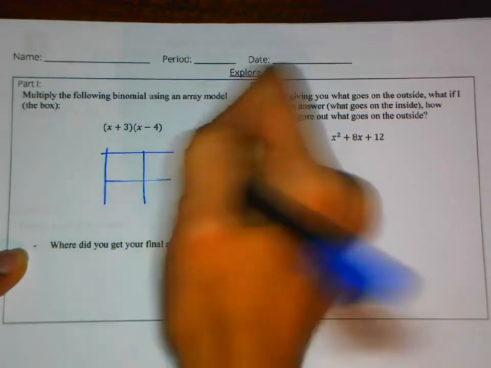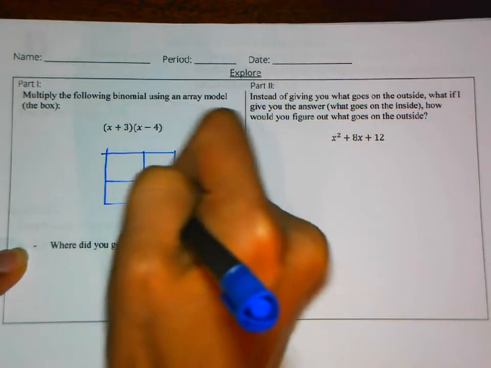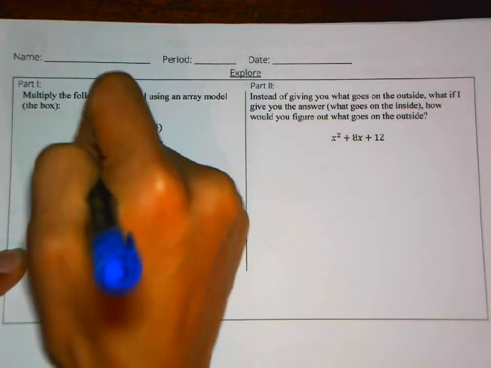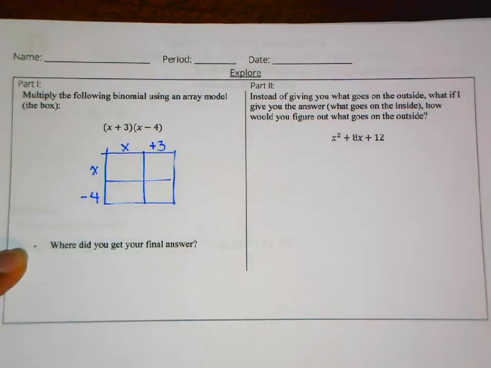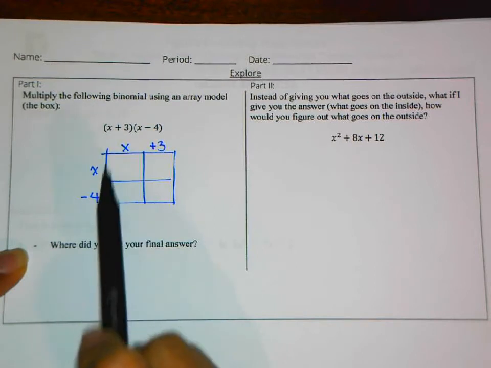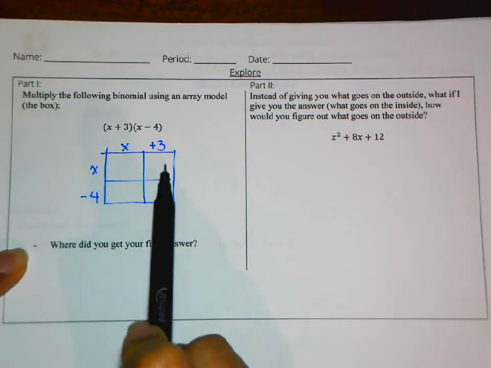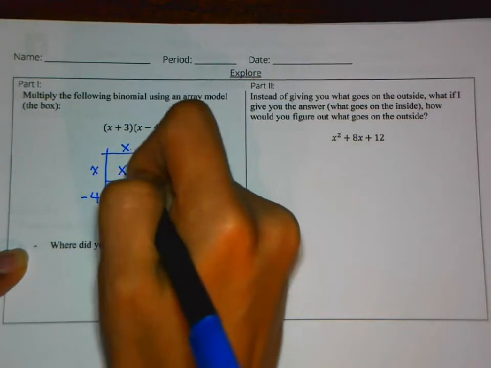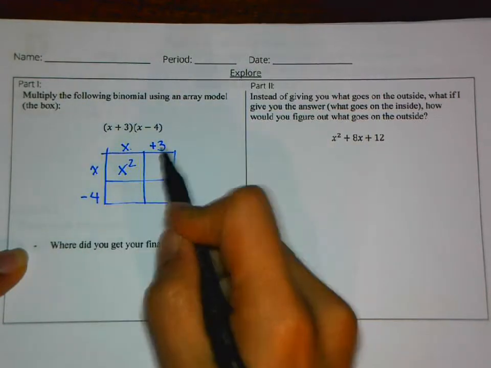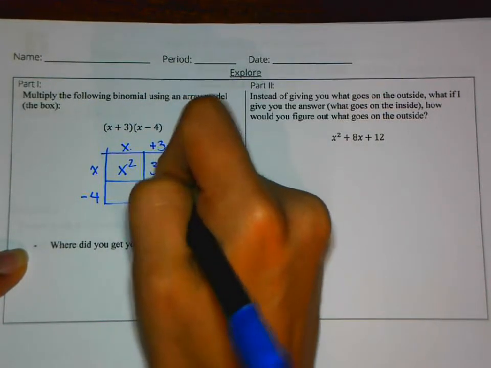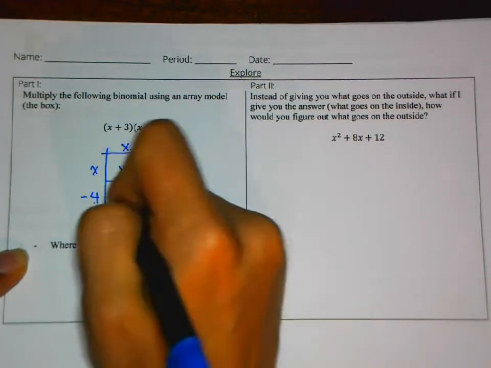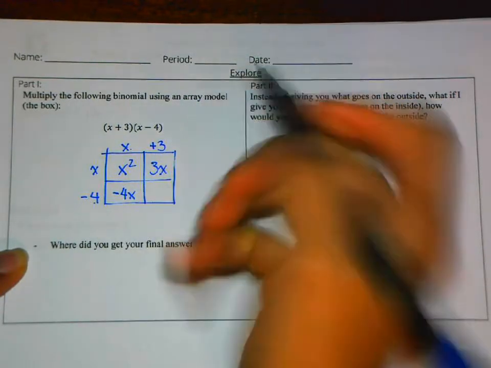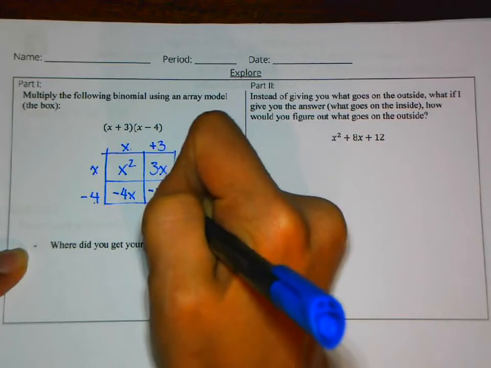And on the outside of that box, you're going to write my length and the width, which is x plus 3 and x minus 4. When you multiply, you go length times width, that will give you the area. So there's actually the area of 4 boxes here that we need to find. X times x is going to give me x squared. X times 3 is going to give me 3x. X times negative 4 is going to give me negative 4x. And last but not least, 3 times negative 4 is going to give me negative 12.